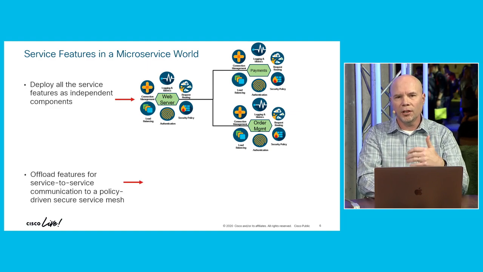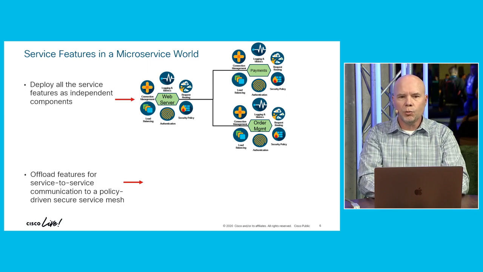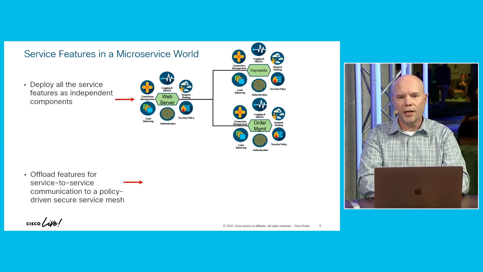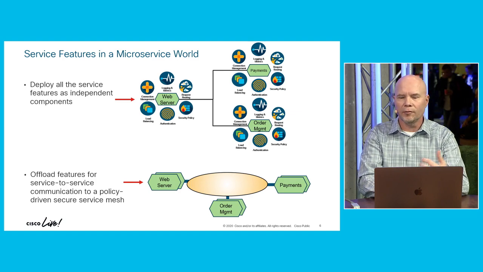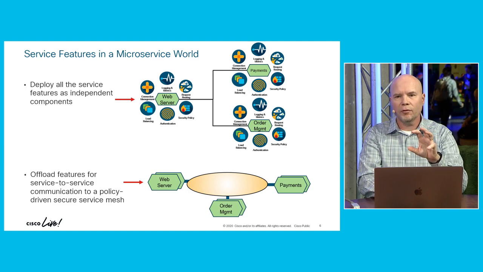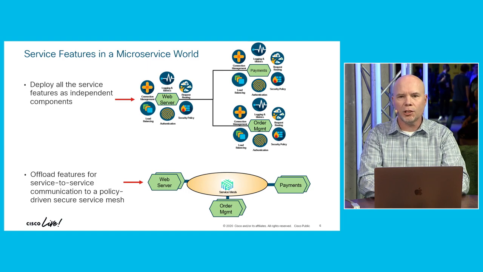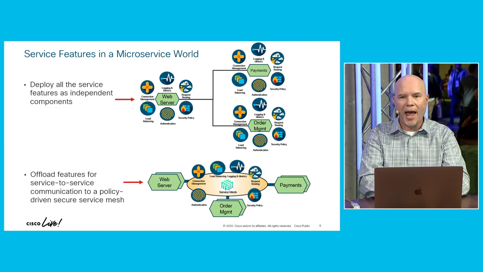So when we start to lean towards this service mesh technology is when we begin to offload some of those features into a service-to-service communication element, and this is what we call a service mesh. So we still have the same services. We've got web servers, we've got the order management, we have the payments. But we take some of those service features and we deploy a service mesh that is responsible for taking care of all of those individual components on our behalf.